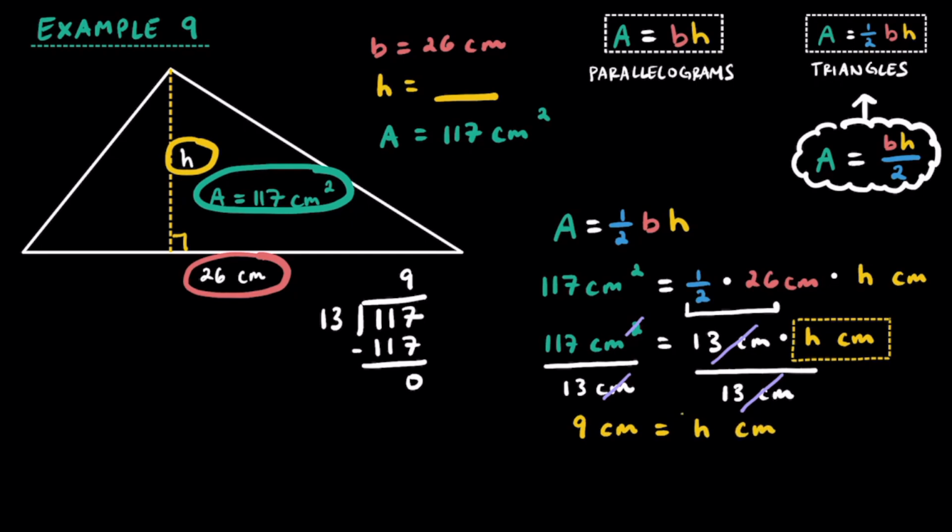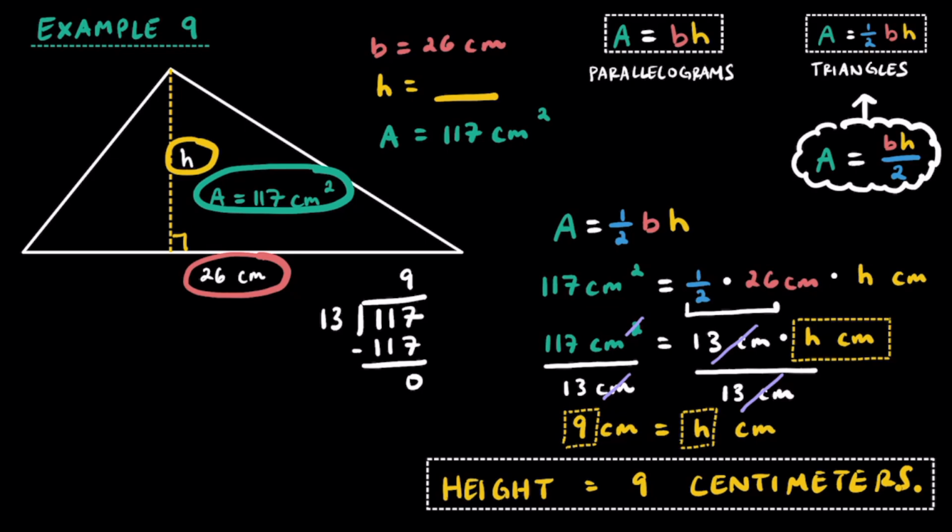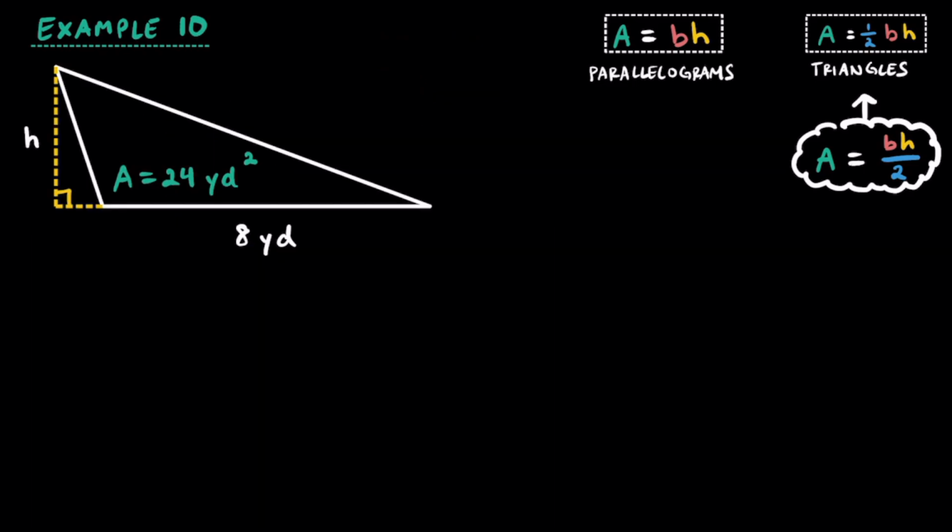Now keep in mind, we were really looking for this h the whole time, so we have 9 centimeters on the left and h centimeters on the right, so we now know that the height was equal to 9 centimeters, or h equals 9. When given that the area of this triangle was 117 square centimeters and the base was equal to 26 centimeters, we found out that the height of this triangle is equal to 9 centimeters. If you'd like to check this, you can multiply 26 times 9 and divide it by 2, and that'll equal 117.